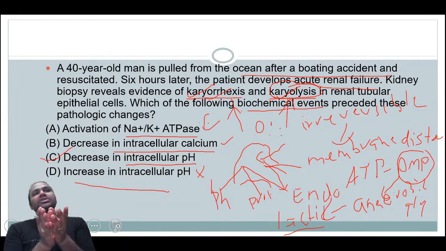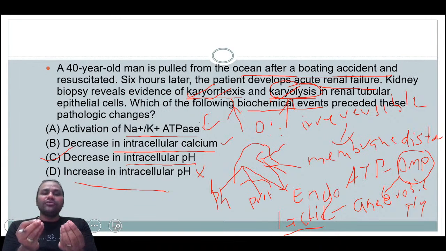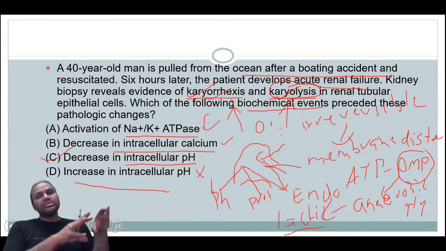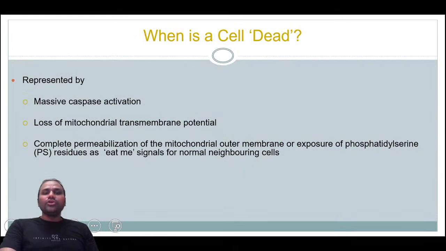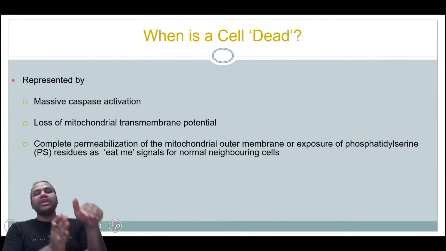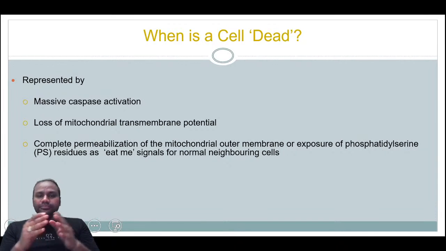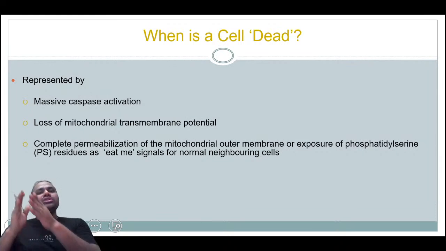Reduced pH, what will reduced pH do? Reduced pH will help those enzymes like proteases and phospholipases. So they will be helped, and more injury will occur. Now, this injury we are talking about, reversible injury and irreversible injury, this irreversible injury will result in cell death.